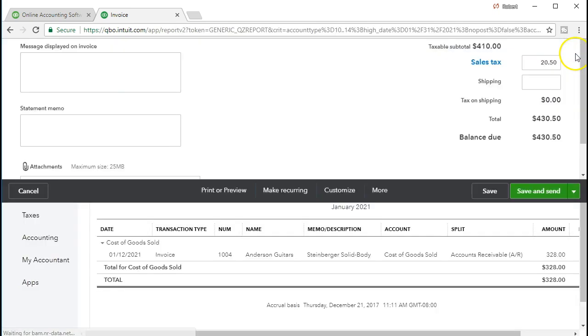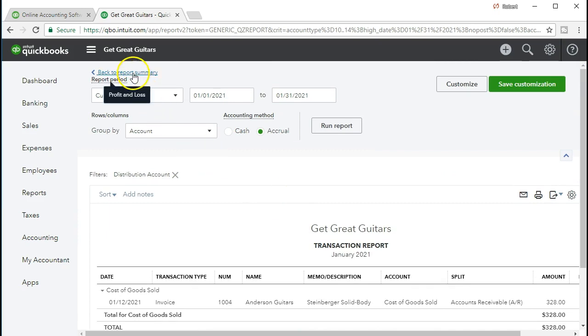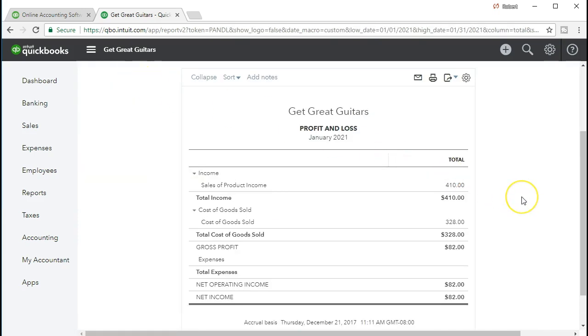Xing back out of that, going back to the profit and loss, we can see the effect on the income statement: an increase of 410 from sales, also an increase in the expense of the cost of goods sold, 328. Net increase to net income then is only $82.